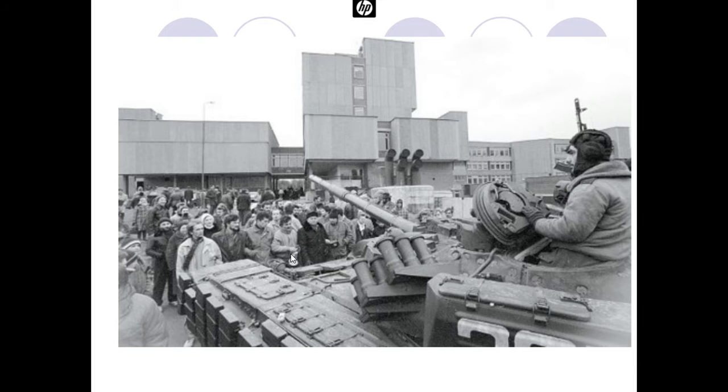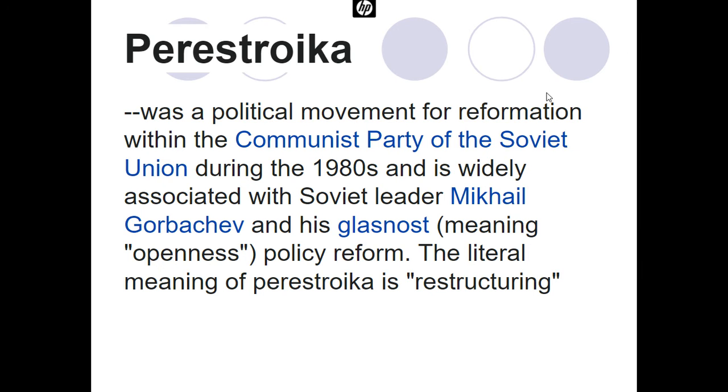Here's another picture. The Soviet military was called to crush a protest. The protesters were there. They're not armed. The military refused to fire, and the military refused to kill these protesters. And it showed the world that the grip of communism in the Soviet Union was loosening.